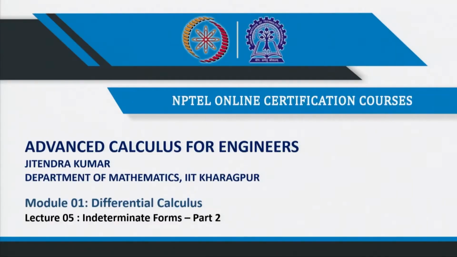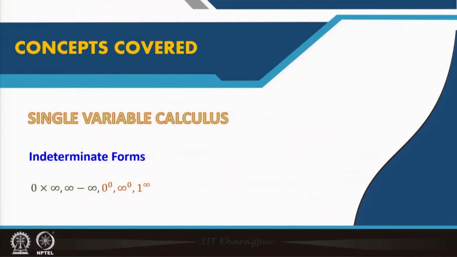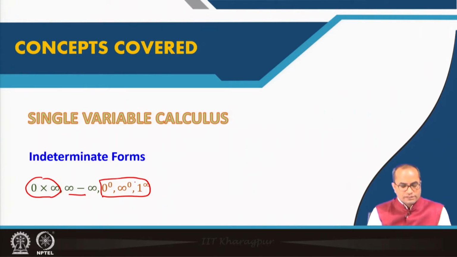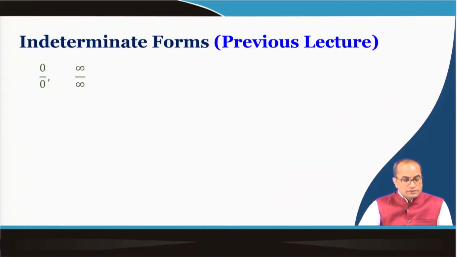Okay, welcome back to lectures on advanced calculus for engineers, and in this lecture we will continue indeterminate form, which was partly covered in the previous lecture. The content for this lecture will be the 0 into infinity form and infinity minus infinity, which we have not discussed, and another group with exponents: 0 power 0, infinity power 0 and 1 power infinity. So all these indeterminate forms will be covered in this lecture.